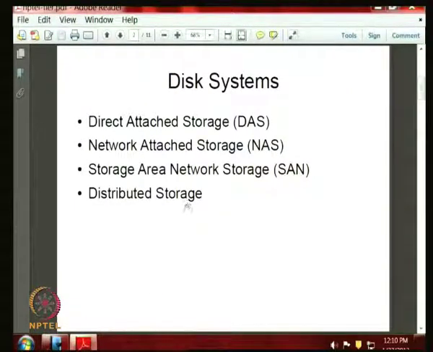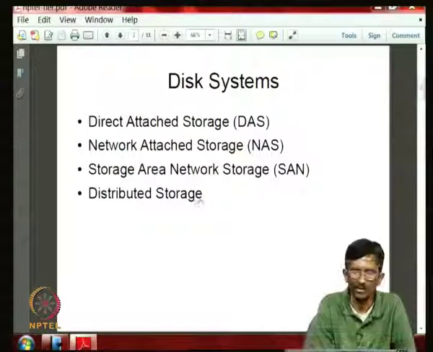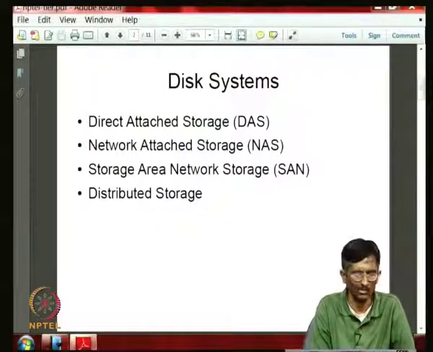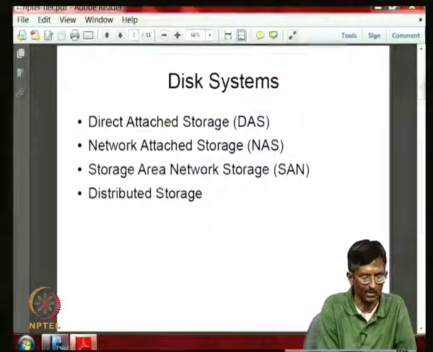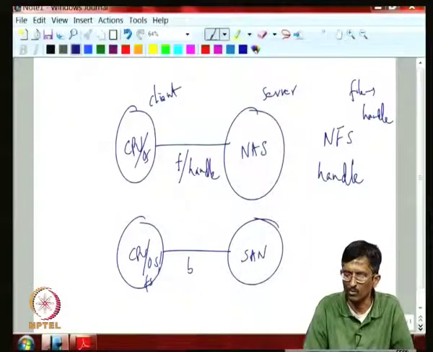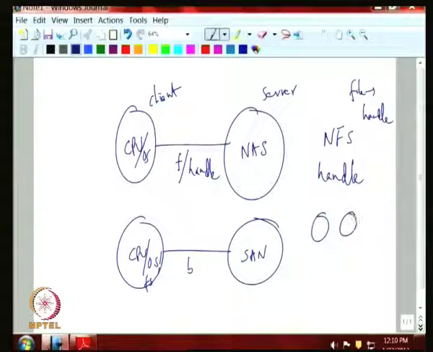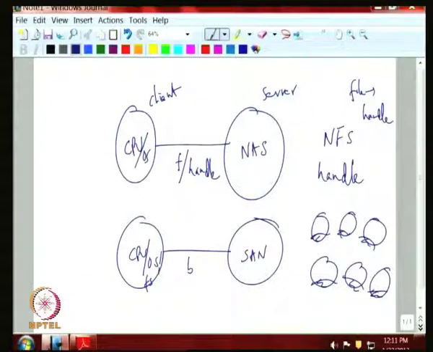You also have something called distributed storage. Basically, if you look at Google file system, they don't use either of these things. Okay, they use a distributed storage. In this model, you have multiple nodes, each of them have some storage, and a client, there could be many clients.